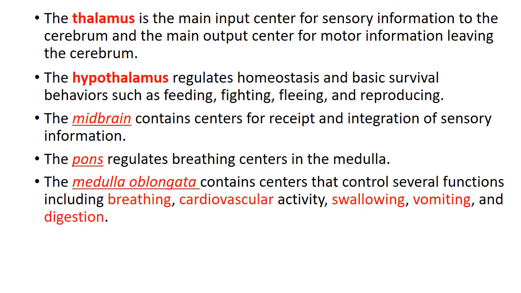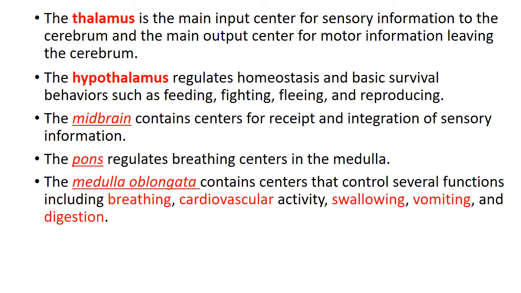If you have a look at the functions of these parts, take the thalamus first. This is the main input center for sensory information to the cerebrum, and also the main output center for motor information leaving the cerebrum. The hypothalamus regulates homeostasis. For example, it is responsible for regulating body temperature, thirst, appetite, and sleep and wake cycles. Also, it initiates the fight or flight response, and it plays a role in sexual behavior.